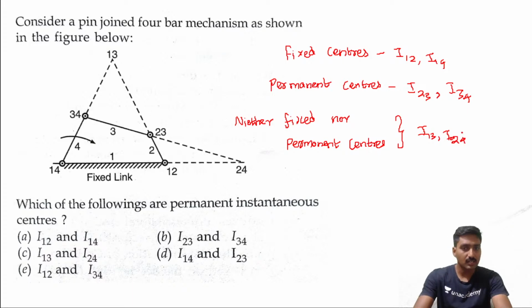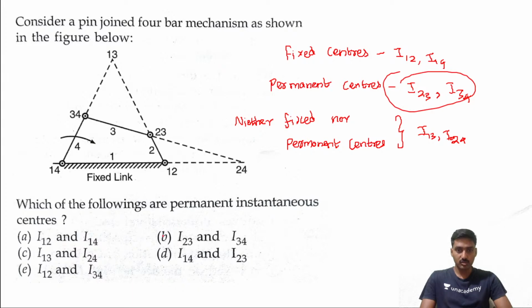Which of the following are the permanent instantaneous centers? So we need to identify the permanent instantaneous centers. What are the permanent instantaneous centers here? The permanent instantaneous centers are I23 plus I34. It's option B. I23 and I34 are the permanent instantaneous centers.